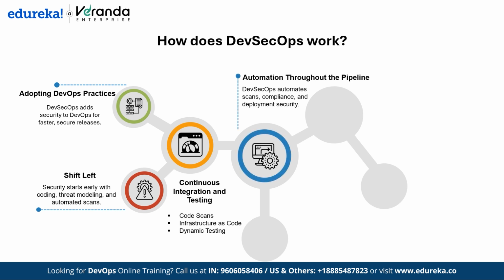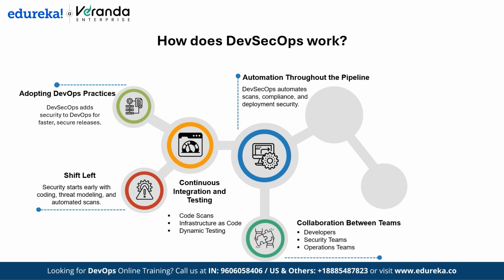Next we have the automation throughout the pipeline. DevSecOps automates security checks at each stage, such as scanning dependencies for vulnerabilities, continuous compliance checks, and deployment security validations. Then we have the collaboration between teams. Under that also, we have developers who write secure code and innovative code. Then are the security teams, which monitor and address risks continuously. Last are the operations teams, which ensure secure and reliable deployments. All teams share responsibility for security, fostering a culture of transparency and accountability.